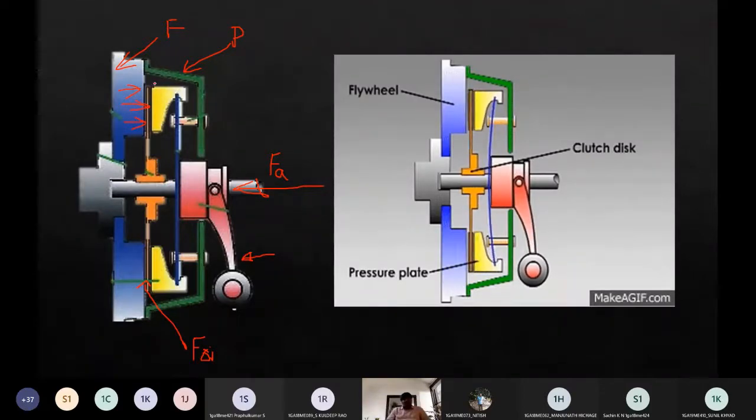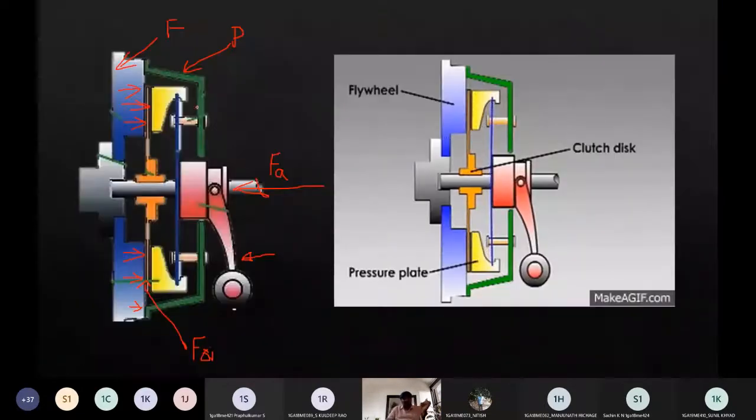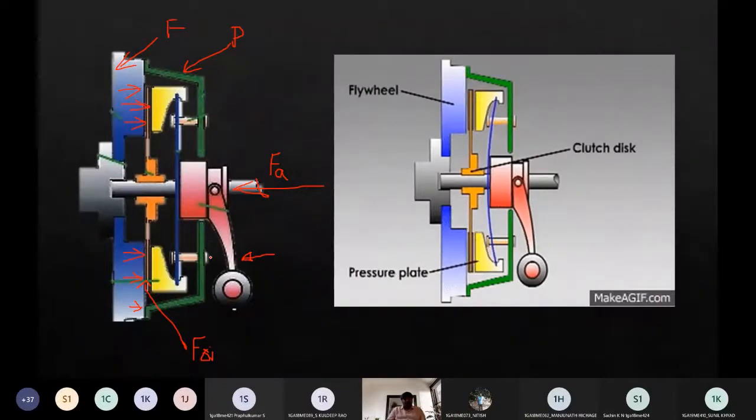When you are pressing it, what exactly happens? Whenever you apply the load, there is a pressure here. The pressure applied will be through the flywheels, which you can see here. Now try to see this motion.